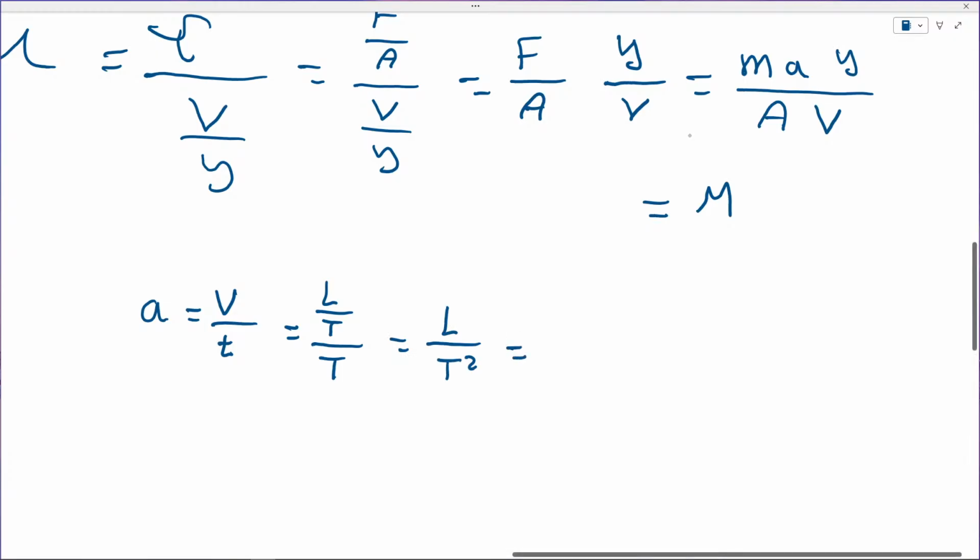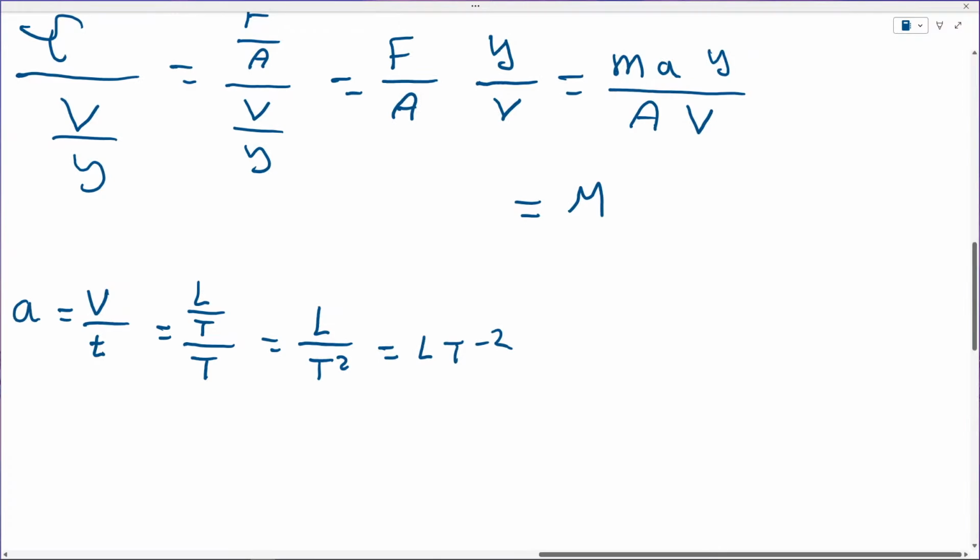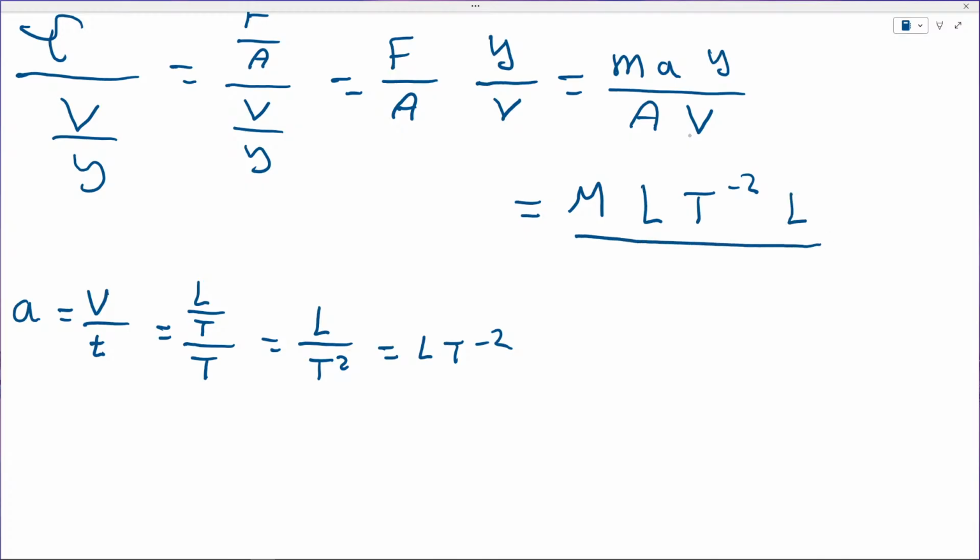And also from algebra, that could be L T to the minus 2, so that's this for acceleration. Here I could just substitute this, L T minus 2, for acceleration. And y is the distance, so that is L. Divided by area, that is L squared. And velocity is L T minus 1, okay?